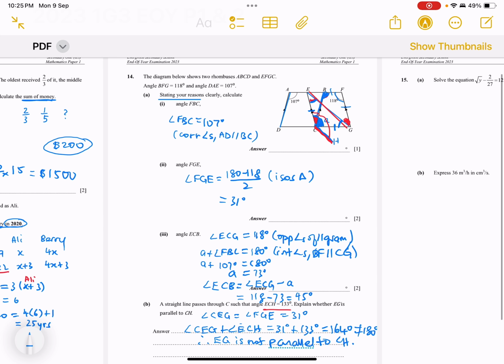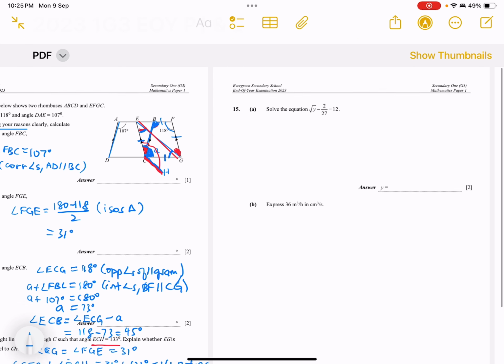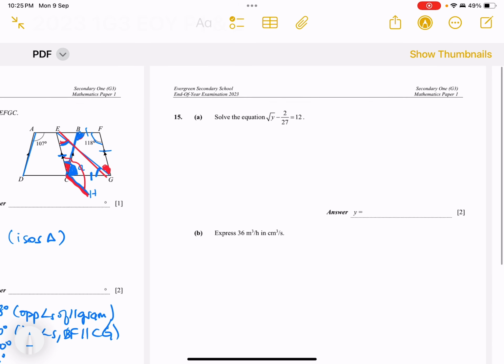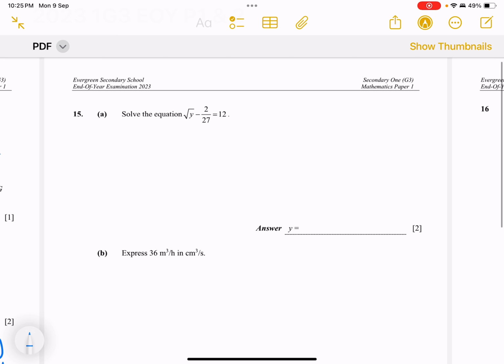Okay, now we move on to the next sum. It's on algebra. Very simple. What we need to do is get rid of what is added or subtracted first. That means what was minus, we bring over as plus. Now you can use your calculator to get that value, which is 326 over 27.